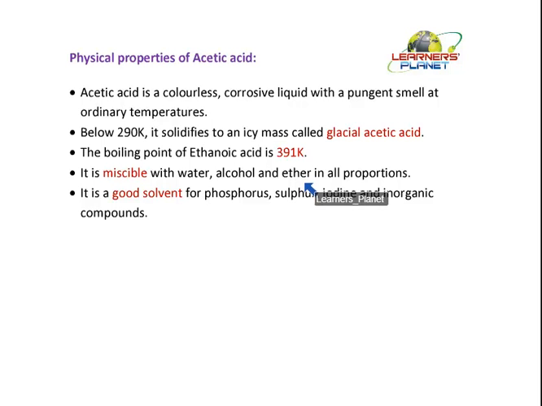Ether, because it is an organic compound, and water and alcohol because it can form hydrogen bonds. There can be a force of attraction between, say, I am writing a general acid, that is C double bond O and OH. There is a force of attraction between the oxygen of the acid and the hydrogen of water. So that is why this is soluble.